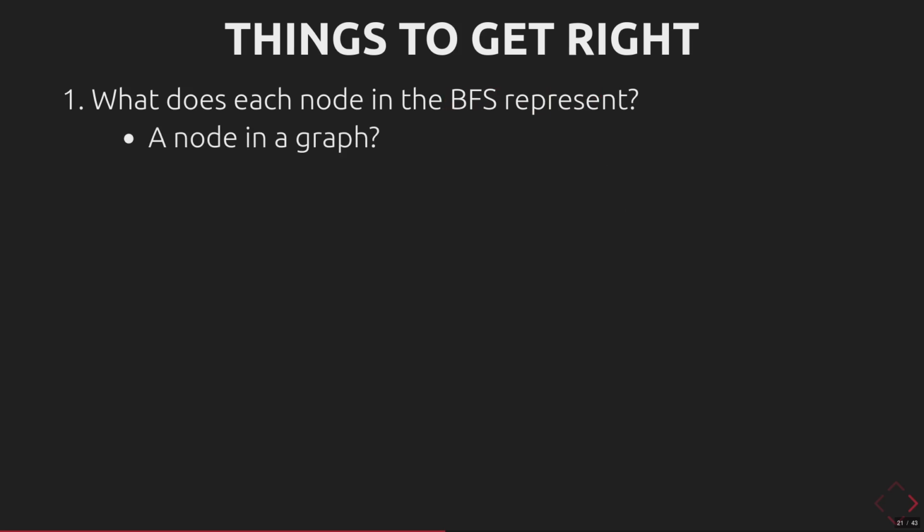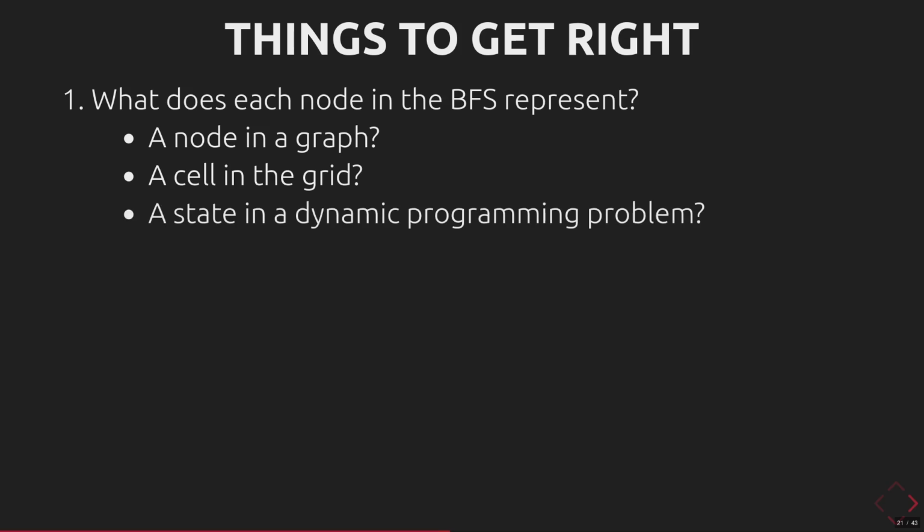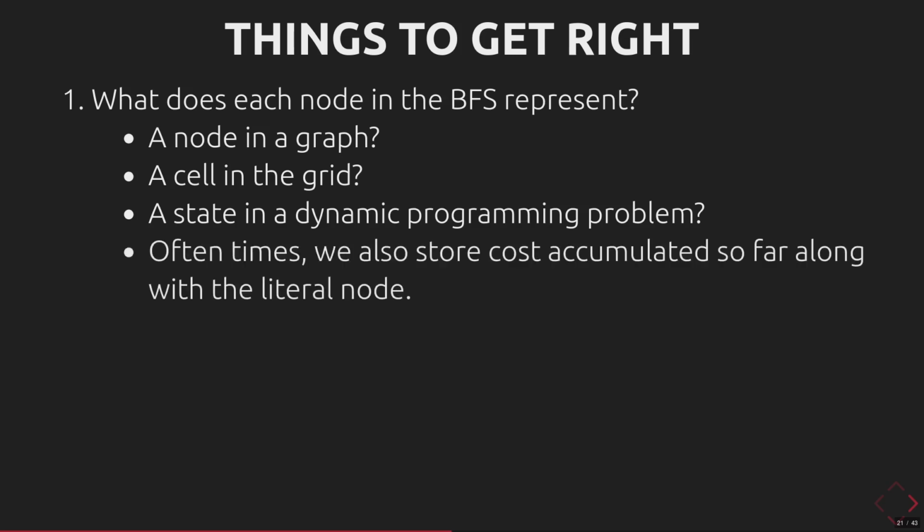The node could be something like a node in a graph, a cell in a grid, or a state in a dynamic programming problem. But don't worry about that last point. We're not going to talk about dynamic programming problems until probably a few weeks from now. Sometimes we store the cost accumulated so far with the node itself. So if it was a node in a graph or a tree, you might store the cost accumulated so far to get to that particular node.